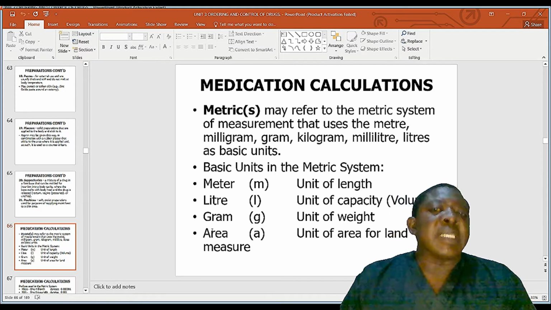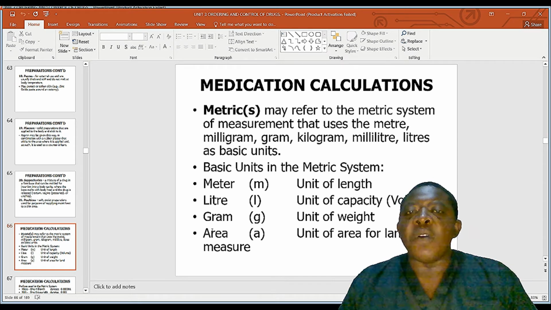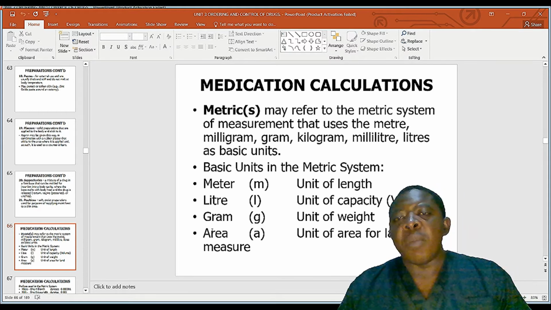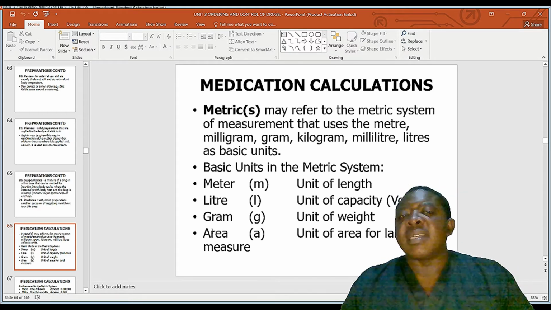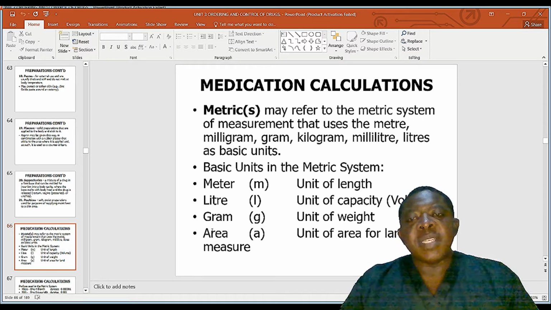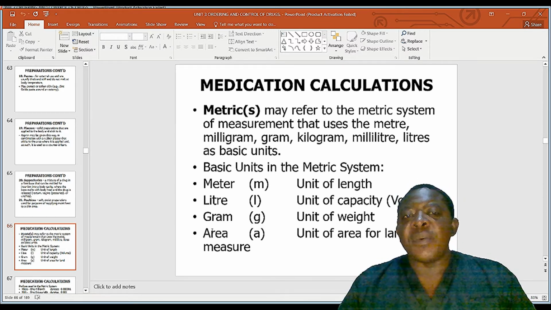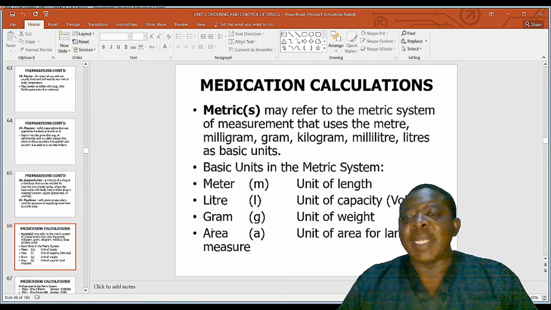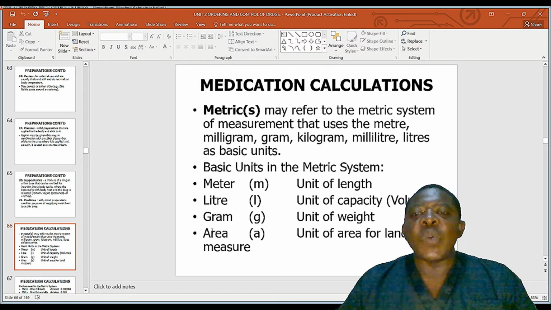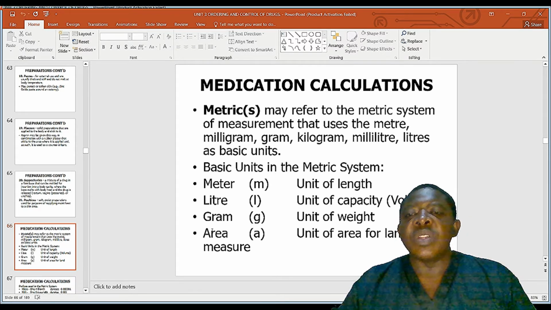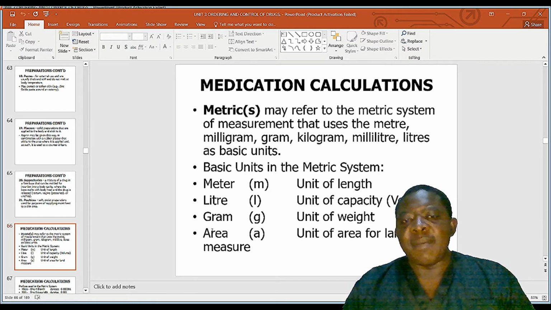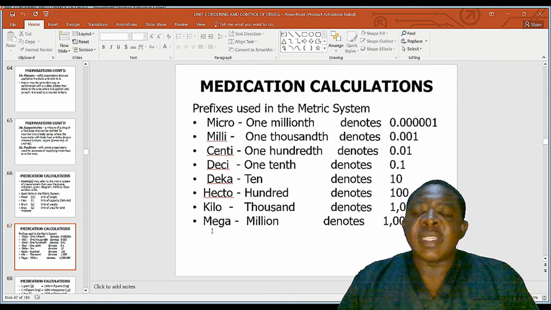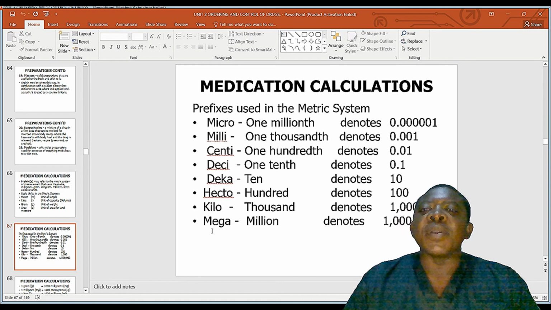When you talk of metrics, we may refer to the metric system of measurement that uses the meter, milligram, gram, kilogram, milliliter, liters as basic units. So the basic units in the metric system: we have meter, the unit of length; liter, the unit of capacity for volume; gram, the unit of weight; and area, the unit of area for land measure.